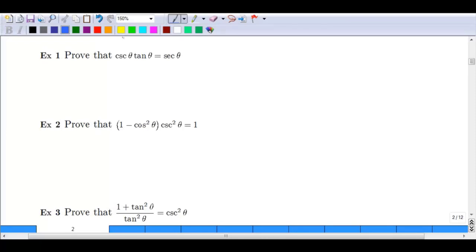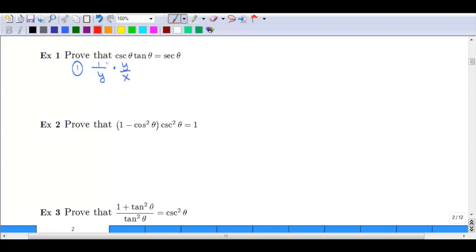If you look at this first example here, we have cosecant of theta times tangent of theta, and we want to prove that that equals secant of theta. There are several ways we can go about doing this. First method, method 1 talks about using those trig definitions. So we can convert cosecant of theta, the reciprocal of sine, to 1 over y, and tangent we know is y over x.